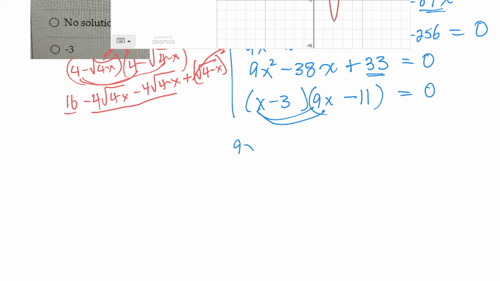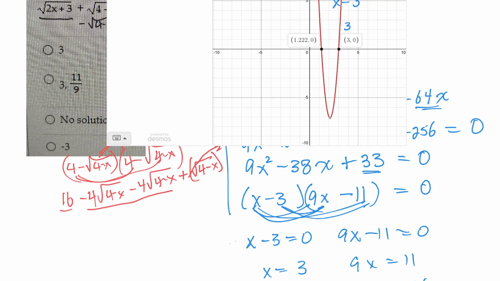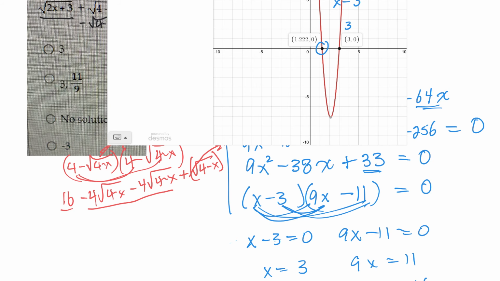9x squared, yeah. Minus 11x, yeah. Minus 27x plus 33. Gather those together, 38. Golden. I've checked it, I know it's correct. So now I can say either x minus 3 is 0 or 9x minus 11 is 0. So x is 3, and 9x is equal to 11, or x is equal to 11 over 9. And I know both of those work because when I look at the graph up above there, they both cross the x-axis.